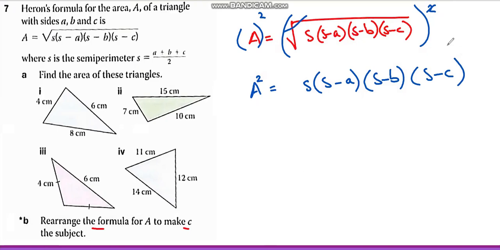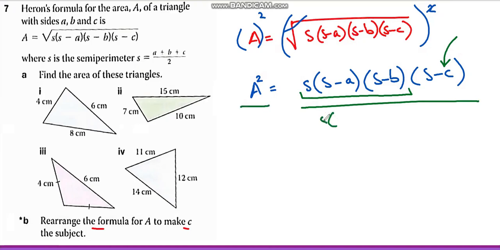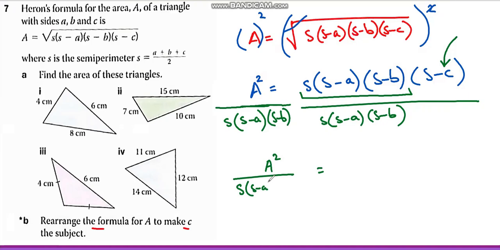Now to make C the subject, first of all, we will need to remove all these three products. So let's divide the whole right side and left side by S into (S minus A) times (S minus B). Basically, we will divide both sides by these products. So on the left side, we will get A squared over S into (S minus A) and (S minus B). And on the right side, it cancels with this denominator and we will be left with S minus C. Now to make C the subject, look, C is a negative number here.